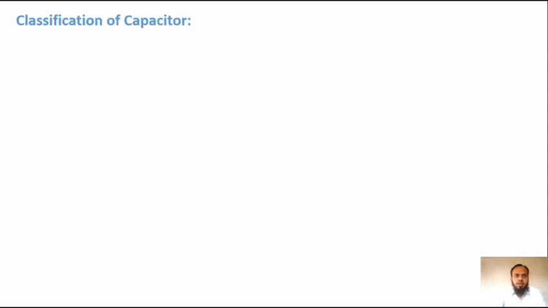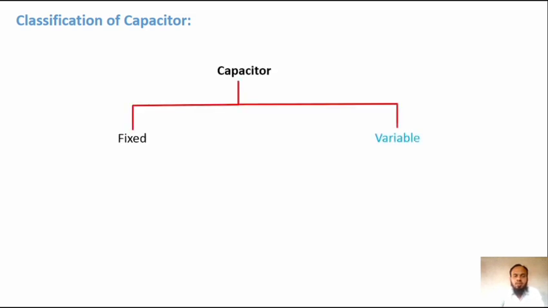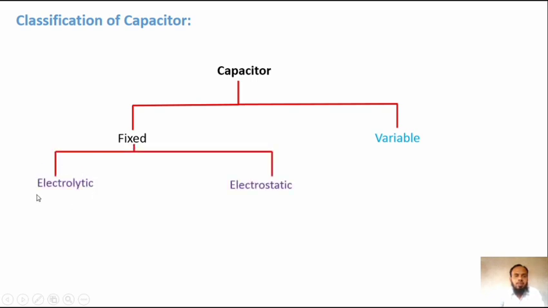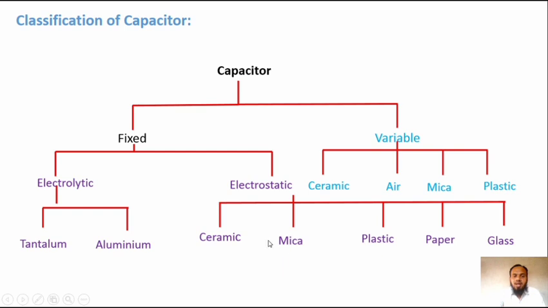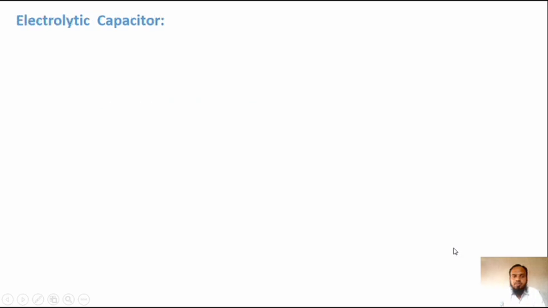Then classification of capacitors. Capacitors are mainly classified into two groups, fixed capacitors and variable capacitors. Fixed capacitors are further classified into two groups, electrolytic capacitors and electrostatic capacitors. And variable capacitors are of three types: ceramic capacitor, air capacitor and plastic capacitor. Examples of electrolytic capacitors are tantalum capacitor and aluminum capacitor. Examples of electrostatic capacitors are ceramic capacitor, mica capacitor, plastic capacitor, paper capacitor and glass capacitor.